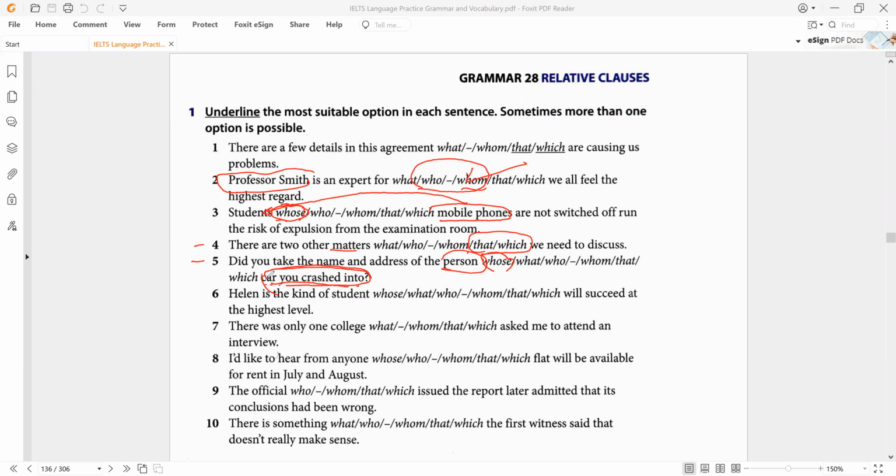Anyway, Helen, number 6, is the kind of a student who will succeed at the highest level. Who? Yes. Who? There was 7. Only one college asked me to attend an interview. 7. Which or that? Yes.